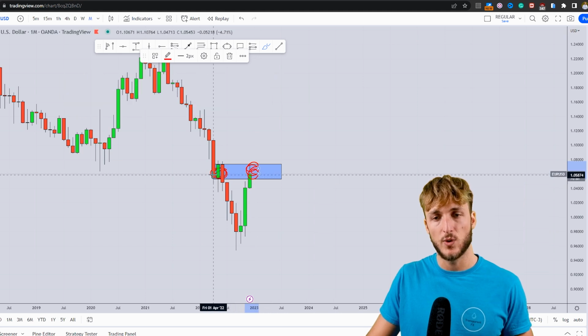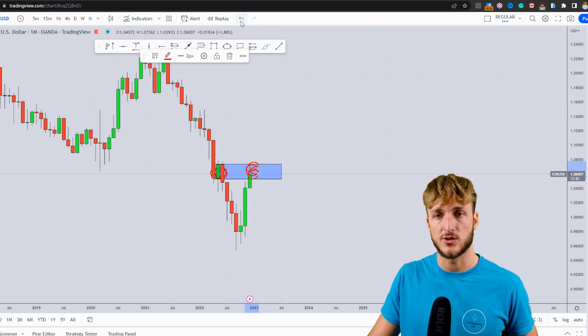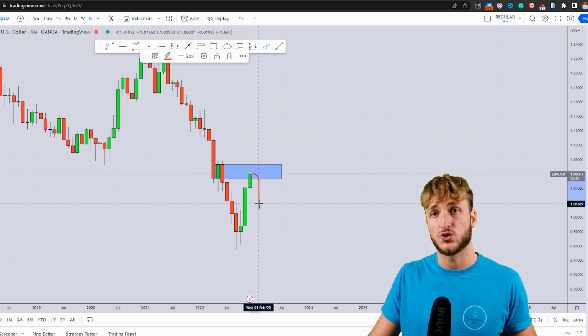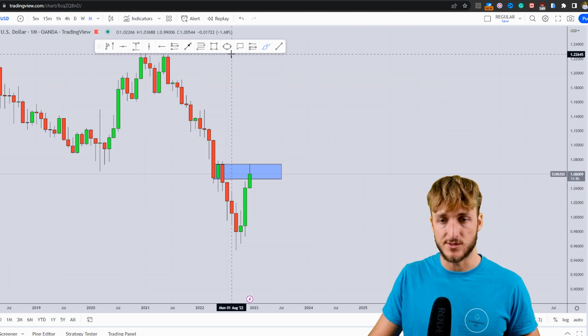So here on the monthly, we're testing exactly that previous monthly support and resistance, and there is definitely the possibility to see some bearish price action develop away from this zone.